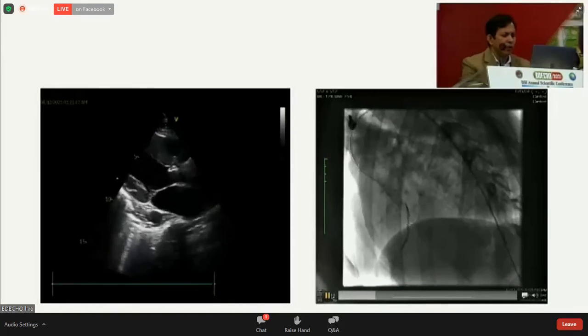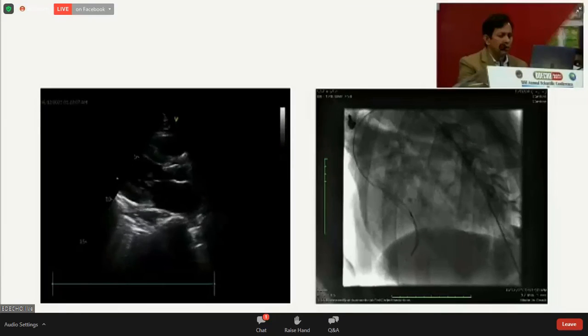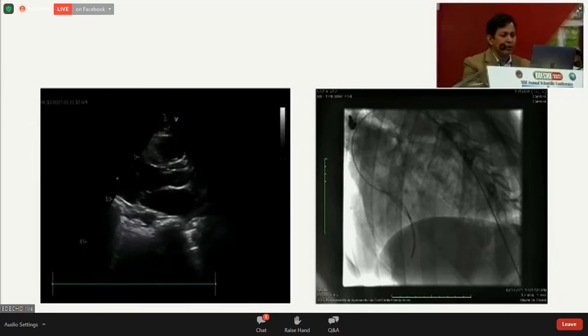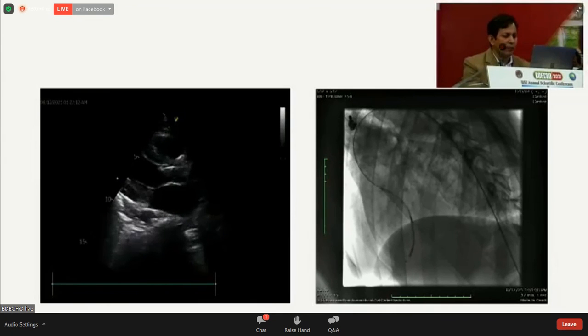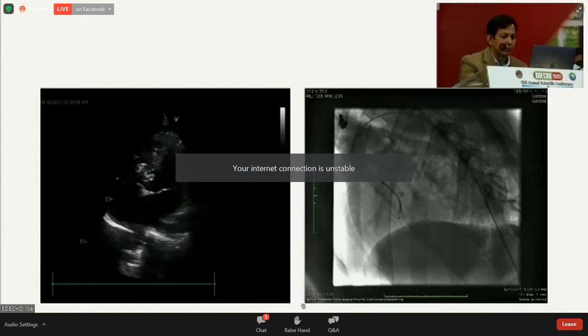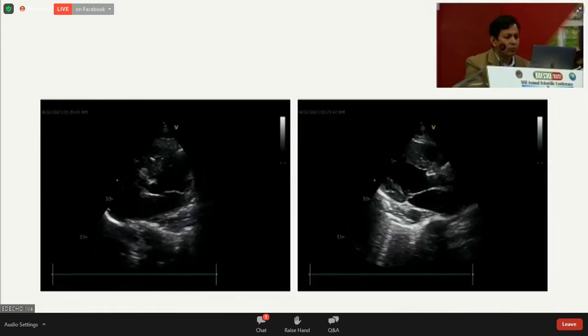We assess the VSD device, with both sides, the RV disc and LV disc, open. Here it is showing that both the LV disc and RV disc are in the right position.